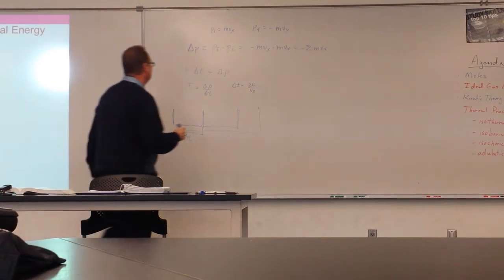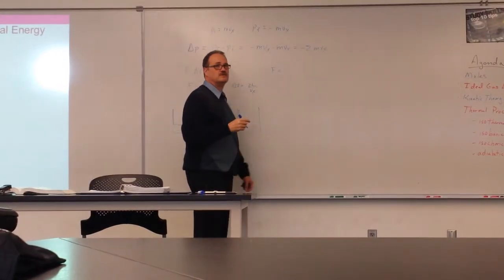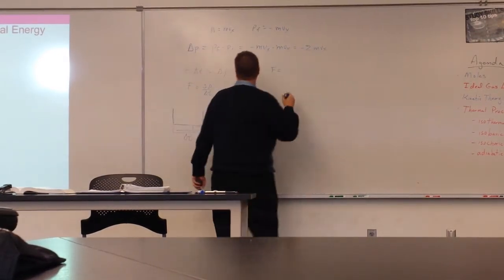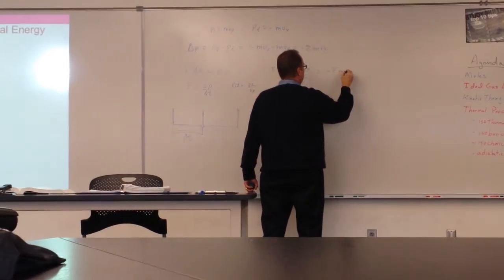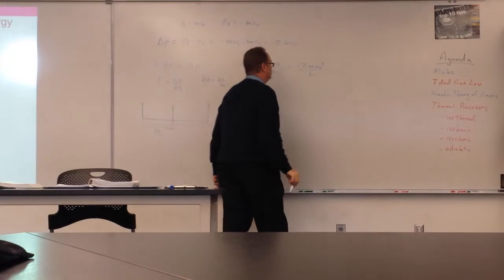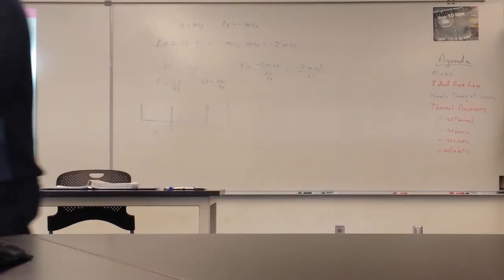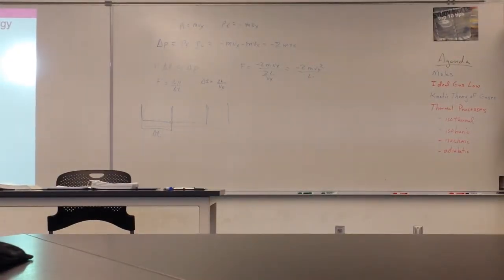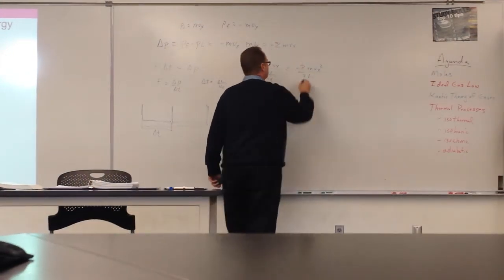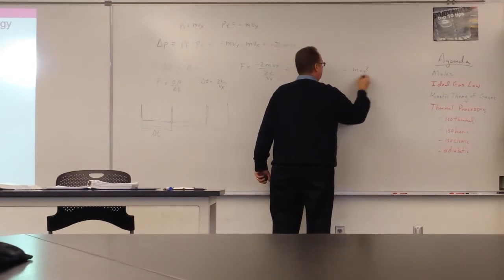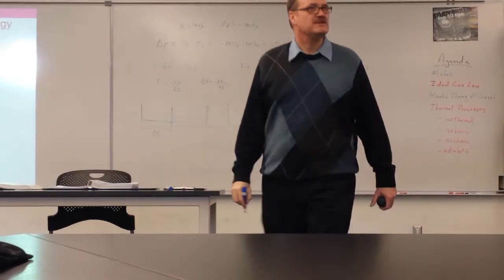So now we know delta t, we know delta p, so I can figure out the force. The force is delta p, which is minus 2mvx, over 2L over vx, and that's going to be equal to minus 2mvx squared over L. Then I can cancel those out and get minus mvx squared over L. That's where I wanted to go. Kind of mixed up two steps there.